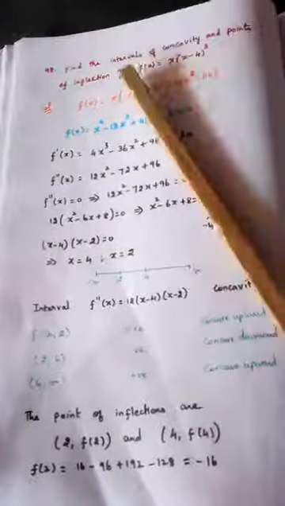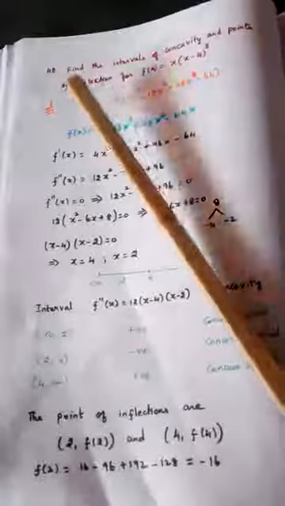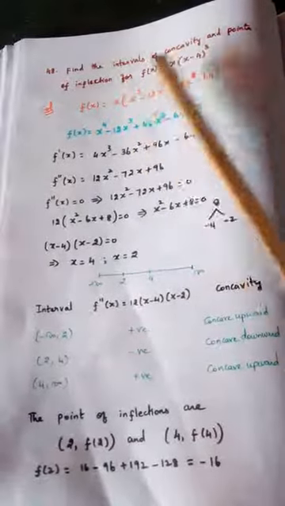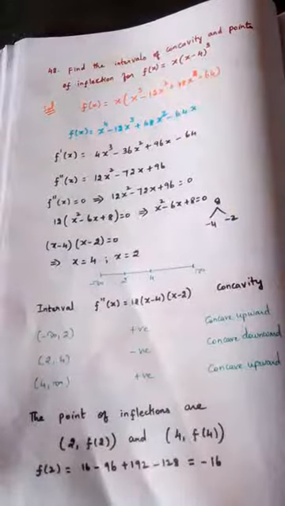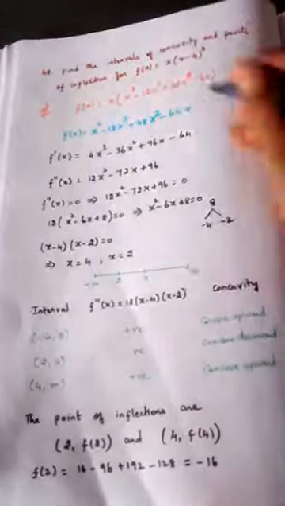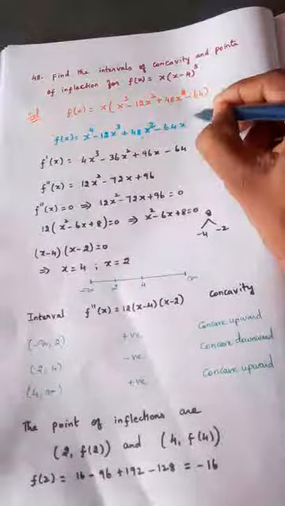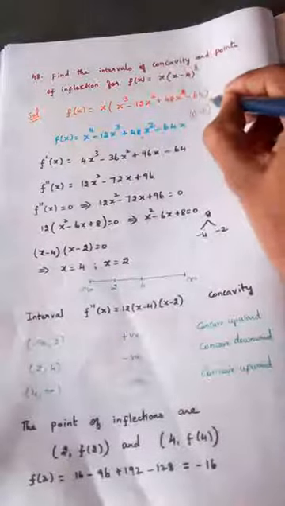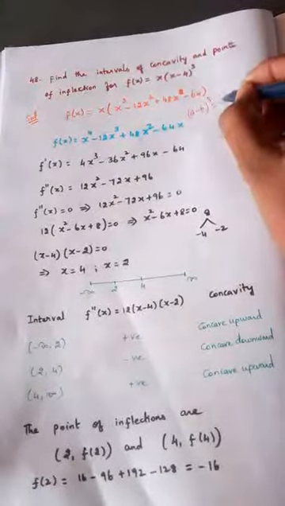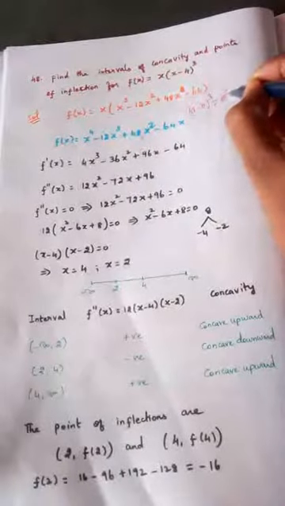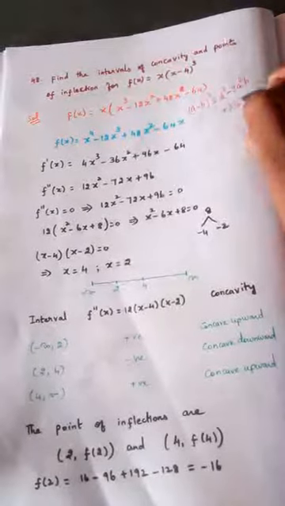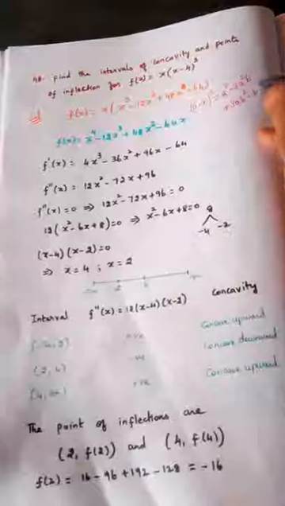Again, we have to find the intervals of concavity and then the points of inflection. The curve is f of x equal to x into (x minus 4) whole cube. We use the formula for a minus b whole cube, expand it, and find the answer. If you don't know the formula, I will write it here. Can you say by yourself what the formula is? Yes, a cube minus 3a square b plus 3ab square minus b cube.